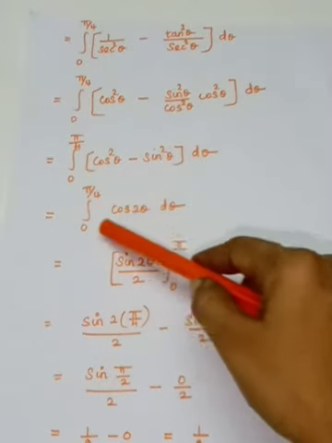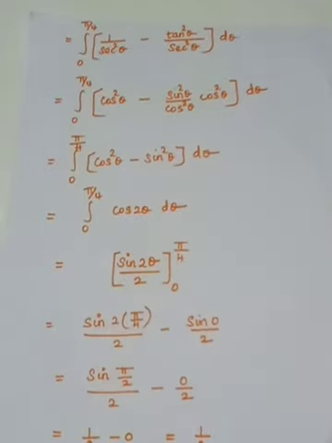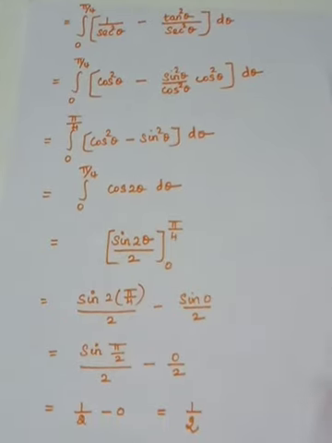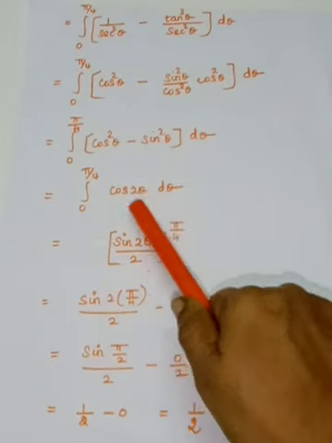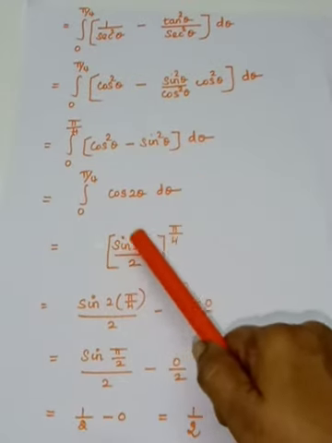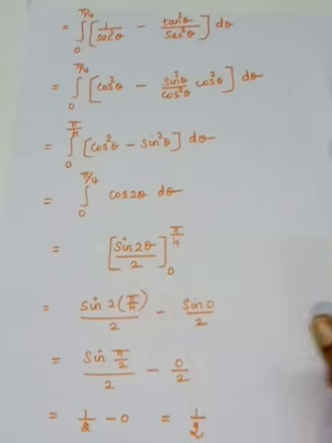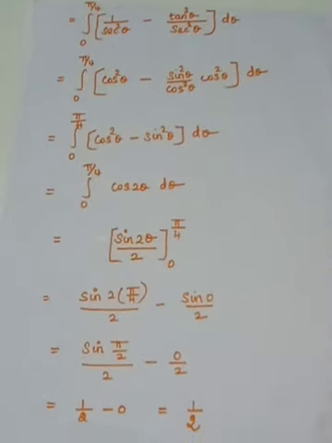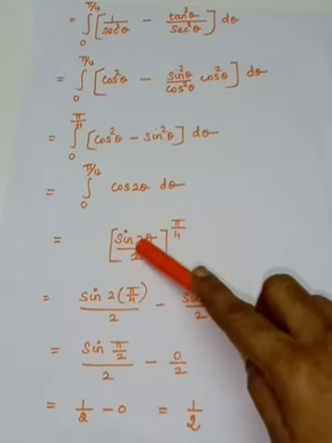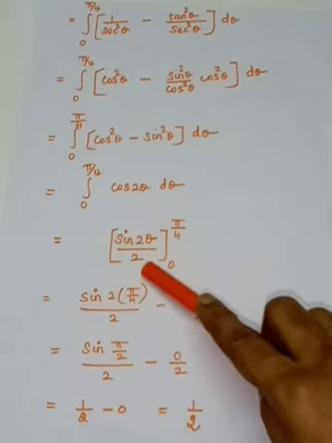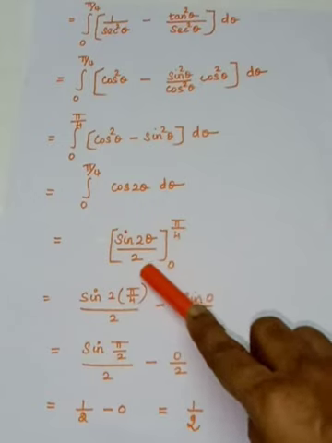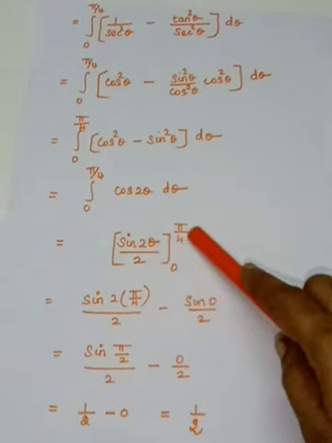Now you can integrate. Up to this we used the method of substitution and the trigonometry identity. Now we are going to integrate. The integral of cos 2 theta is sin 2 theta divided by 2. It is an integration formula: sin 2 theta divided by 2, because the coefficient of theta is 2, so it is written in the denominator. You know the formula, and you write the limits 0 to pi by 4.